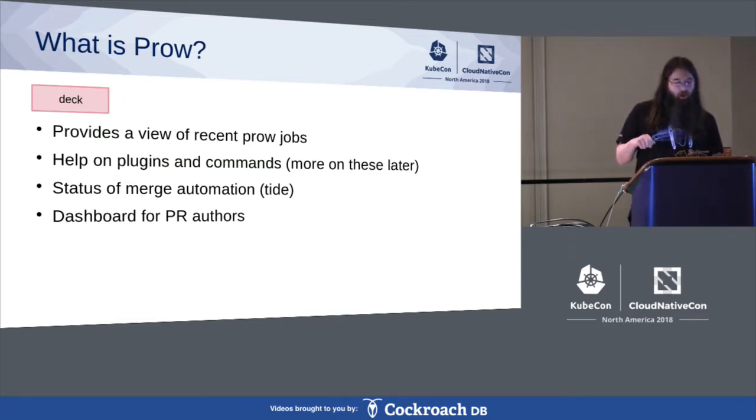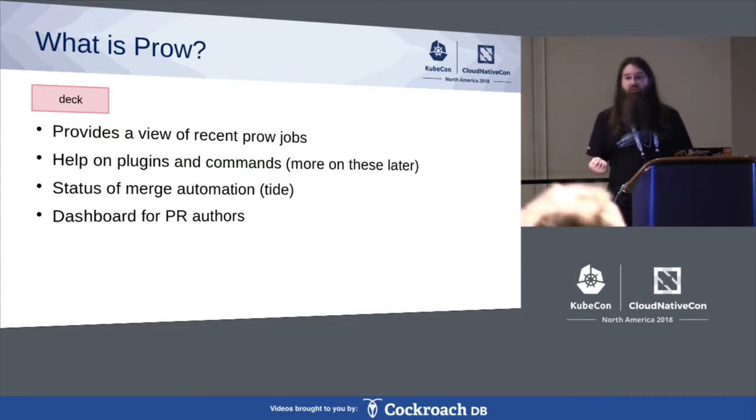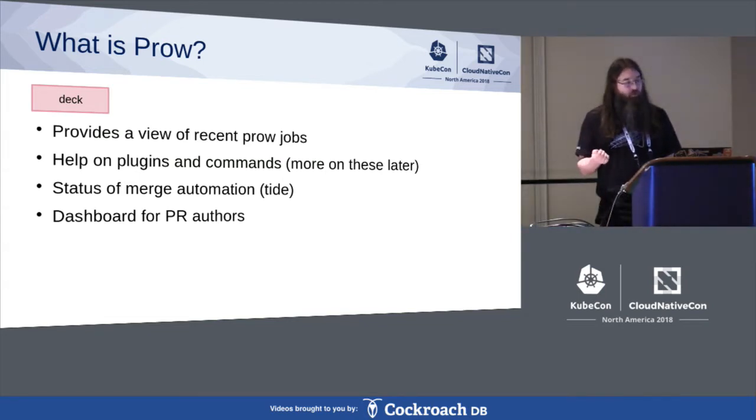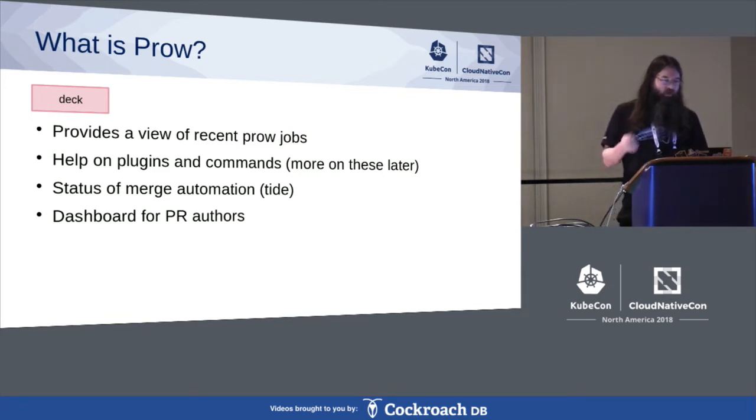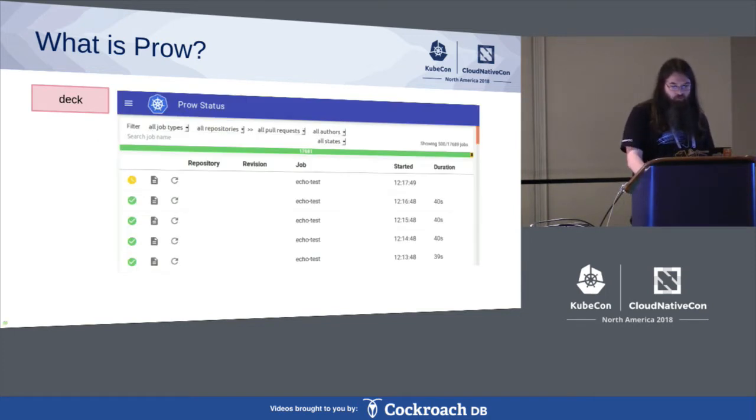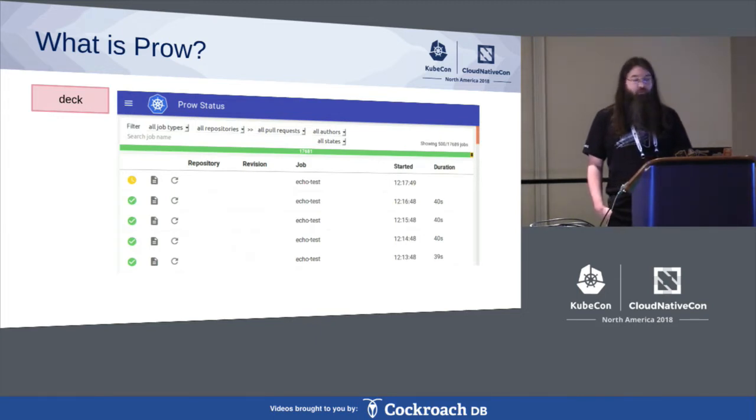If you're using them, particularly in upstream, there's also help for any of the plugins or commands that you can execute, and we'll cover those a little bit later. And then the status of any merge automation tied, which again we'll talk about a little bit later. And then there's a nice little PR dashboard for authors, but for our little cron job, we get something that looks a little bit like this, right?